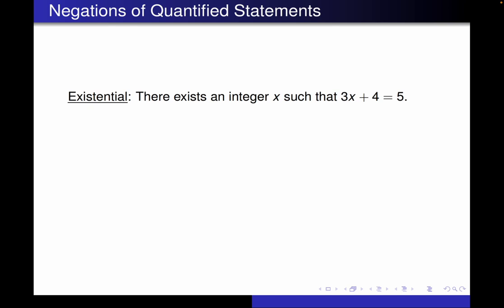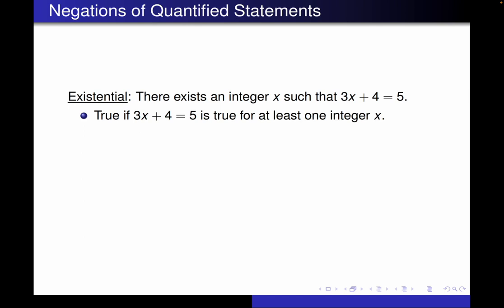All right, so now let's take a little bit of time to talk about negations of quantified statements, and in particular, useful negations. So if I have an existential statement like there exists an integer x such that 3x plus 4 equals 5, and if I want to find a negation of it, the thing to remember is finding the negation of a statement is describing exactly what it means to be false. So I'm going to review what it means for this statement to be true and what it means to be false. So true means that 3x plus 4 equals 5 is true for at least one integer x.